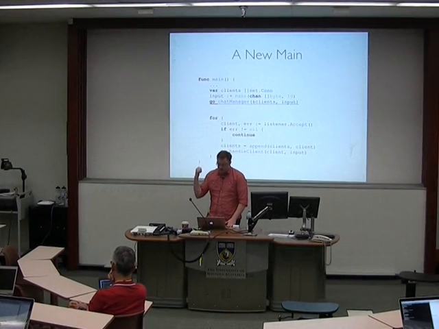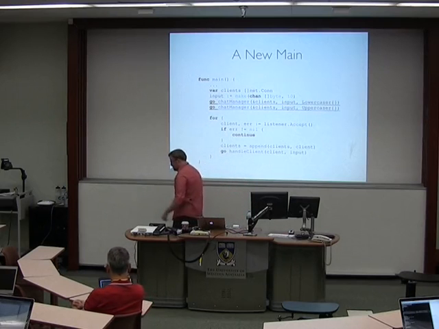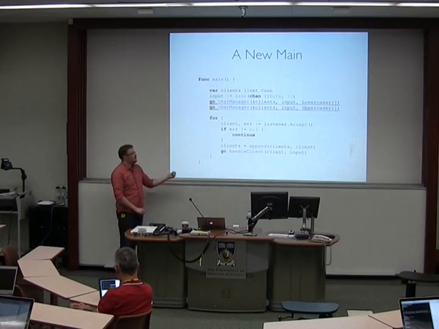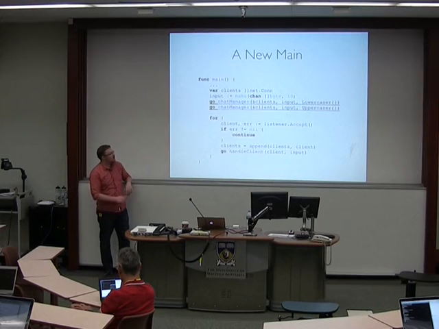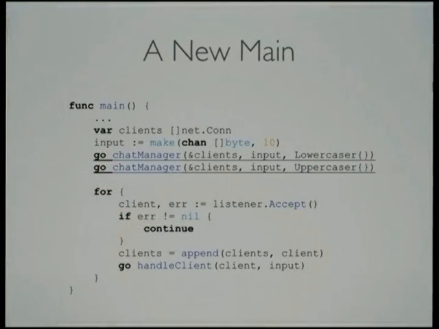So we abstracted out our closure into a chat manager function. But now, as we showed a minute ago, we added the third parameter, which is a frotzer. And now we're going to pass in a lowercaser and an uppercaser. The curly braces on the end denote that we actually instantiate the object and pass it on down.